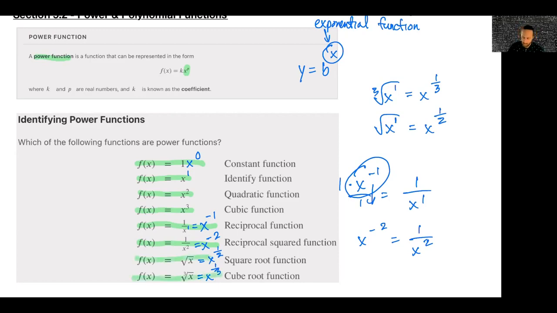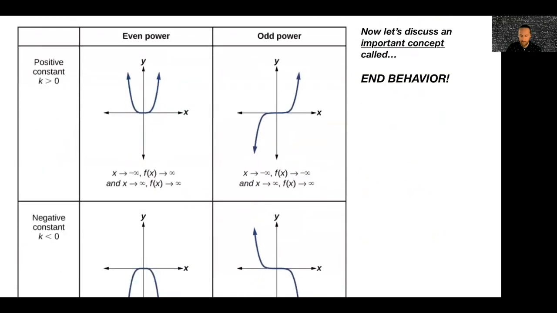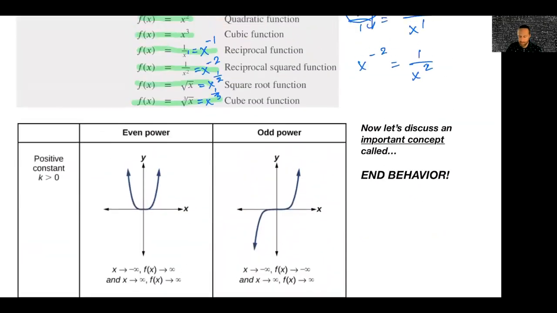So every single one of these types, constant, identity, quadratic, cubic, the reciprocals, and square and cube roots, or nth roots for that matter, are all what could be considered power functions. Because even if they aren't already written as x to a power, we can get creative and write them that way. All right? So why are power functions so important?